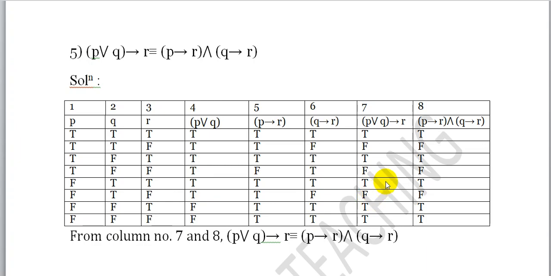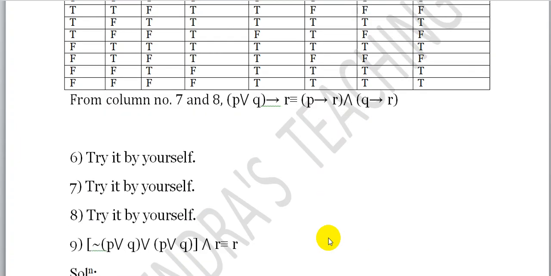Now compare columns 7 and 8. Are they equal? It is TF, TF, TF, double T. Now see this TF, TF, TF, double T, right? So all the elements are the same in column number 7 and 8. Therefore, from column number 7 and 8, (P or Q) to R is equivalent to (P to R) and (Q to R). Hence, proved. Now see question number 6.